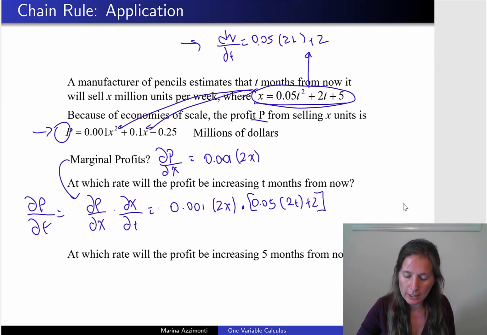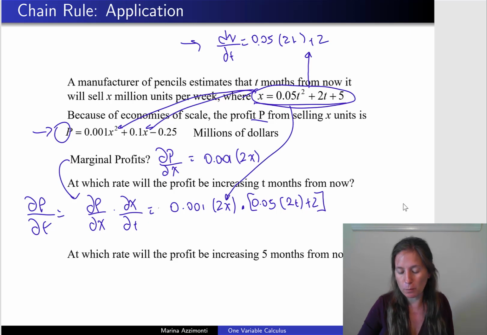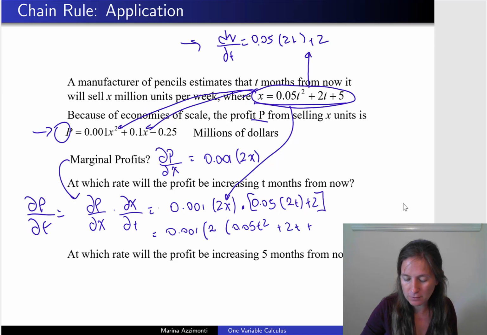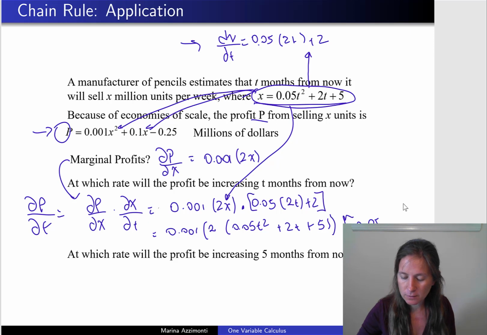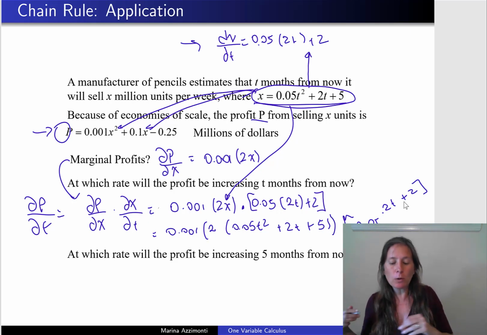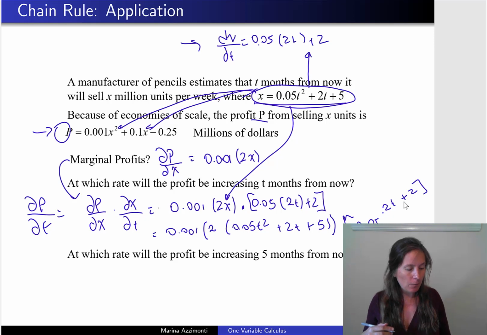And again, we know what X is from this equation. So we could plug X here. So it's 0.001 times 2 times (0.05T squared plus 2T plus 5) times 0.05 times (2T plus 2). Okay? And that's the formula for at which rate the profit will be increasing T months from now.